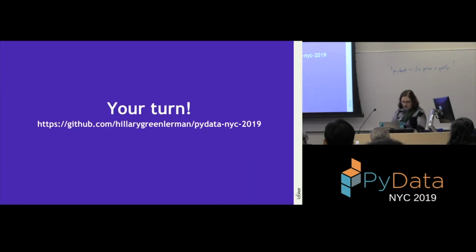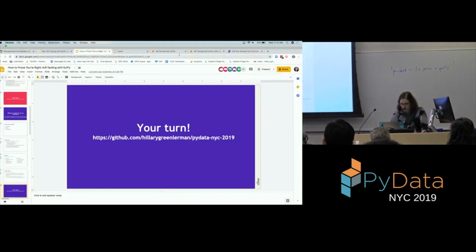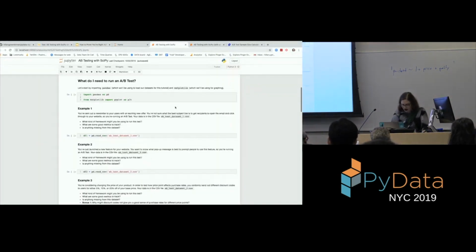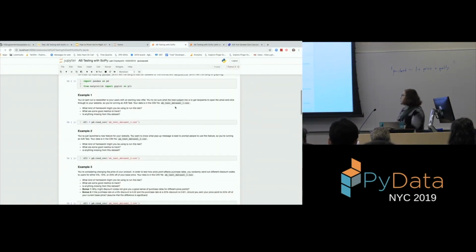Okay, so now we're going to go to our notebook. And there are three examples, three data sets, and each one of them has a problem. So each one of these is a possible result of an A/B test, and there's something missing.